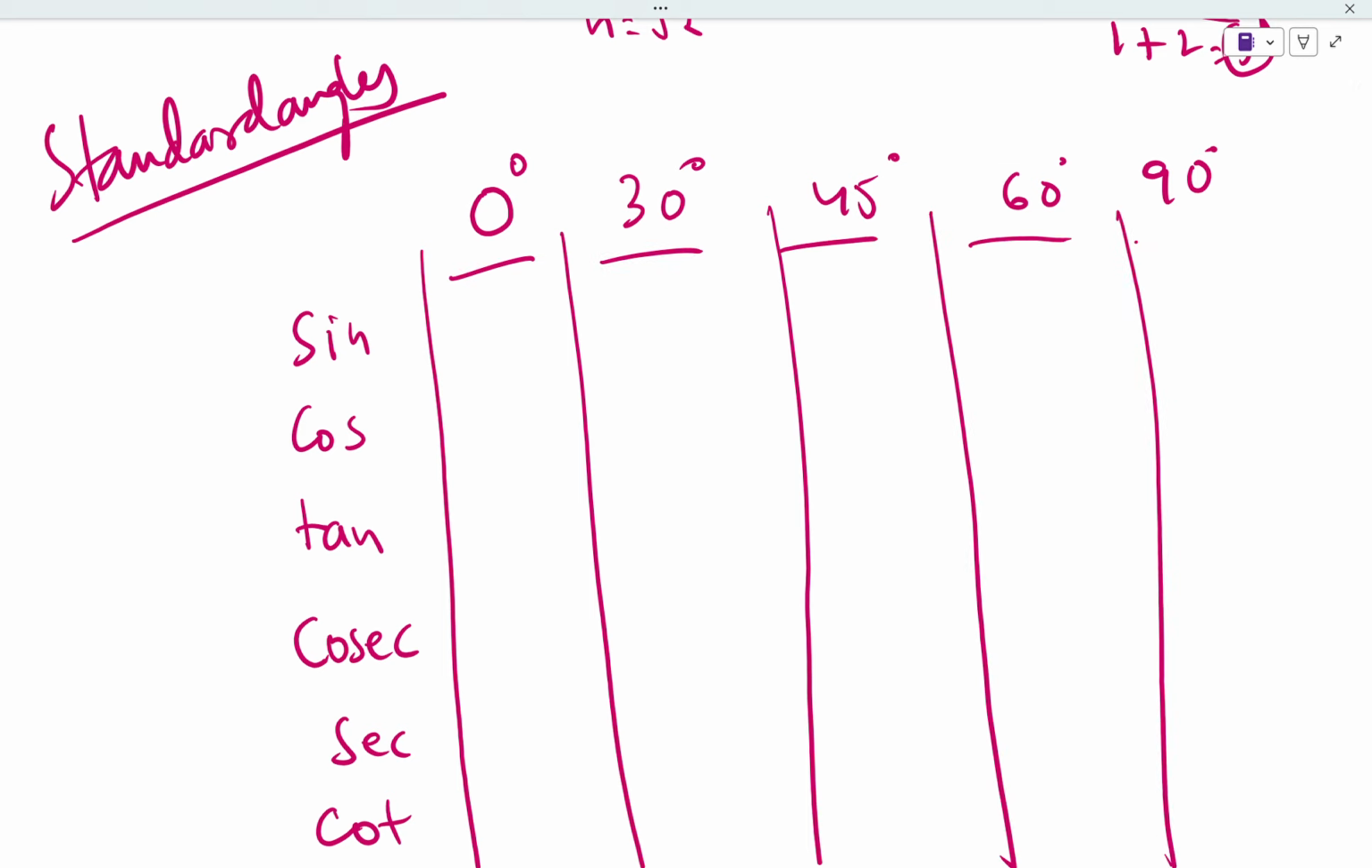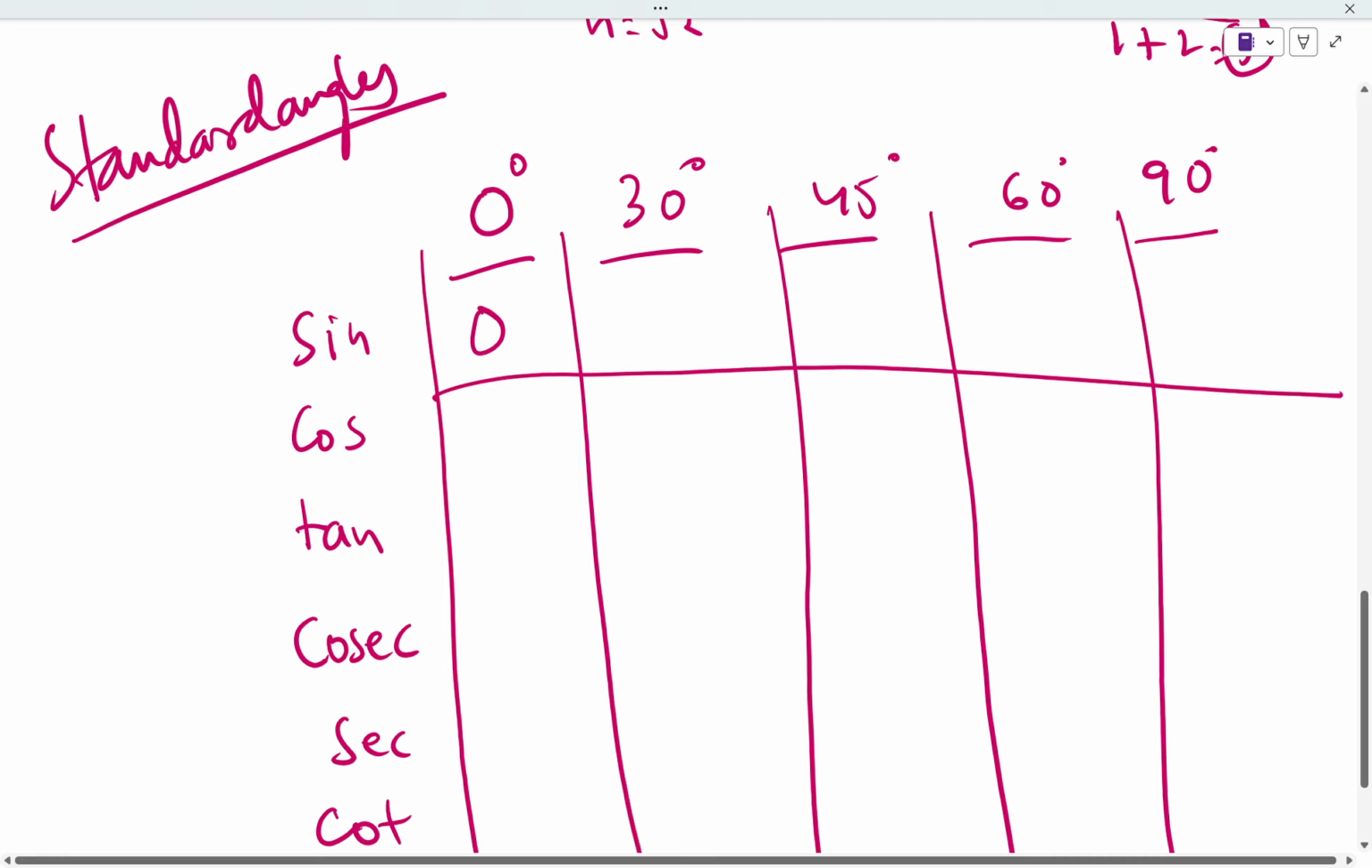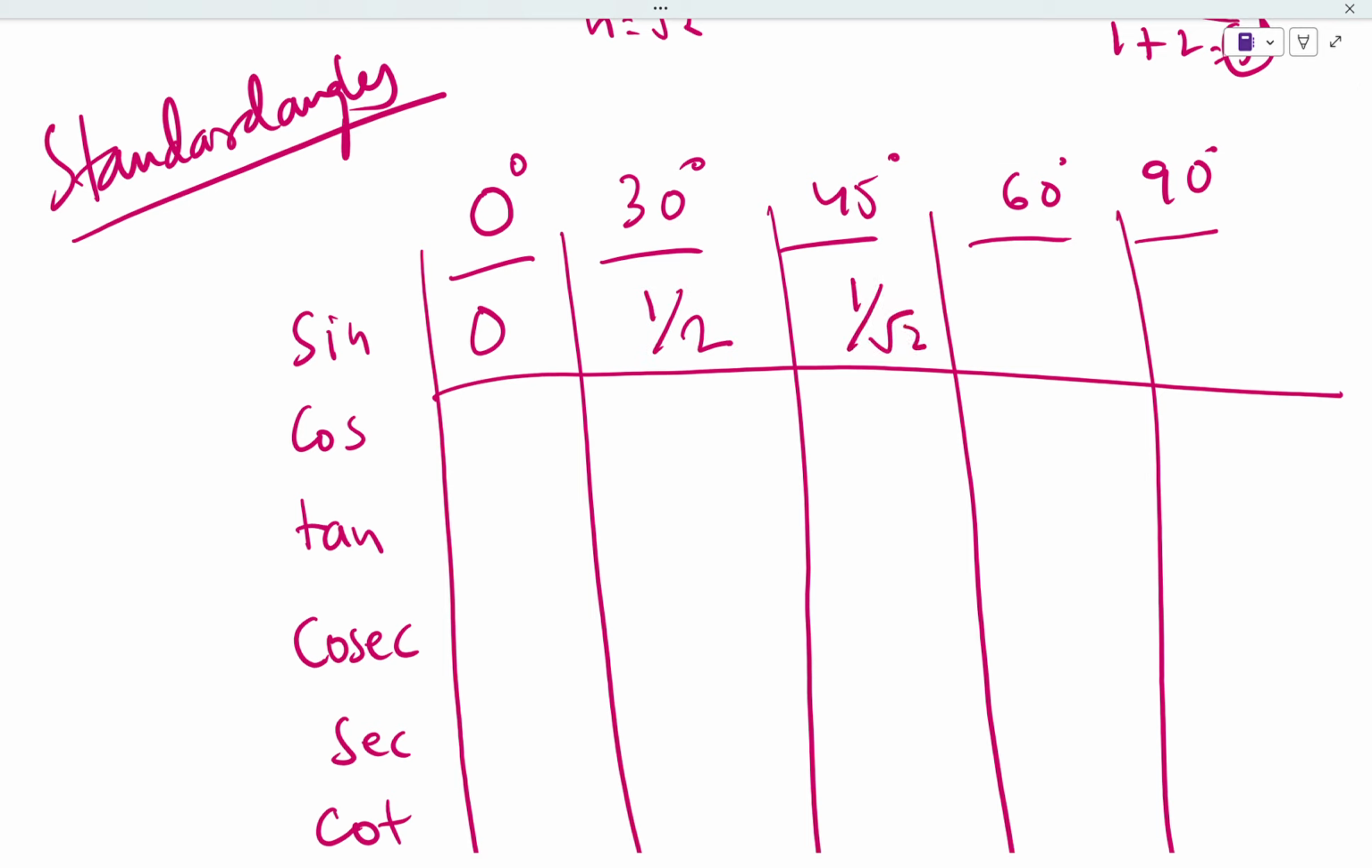Alright, so sine 0 is always 0. You just need to remember this row. After that everything will fall in place. Let's see how. Sine 0 is 0. Sine 30 is half. Sine 45 is 1 by root 2. Sine 60 is root 3 by 2. And sine 90 is 1. Now you need to learn this from an exam's point of view. Post which I'll show you how you can do cos.